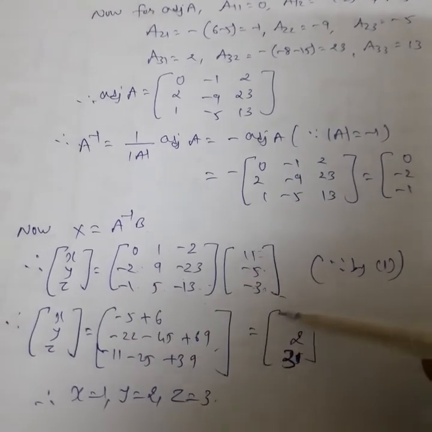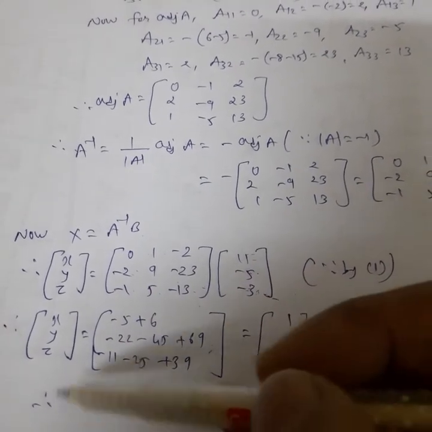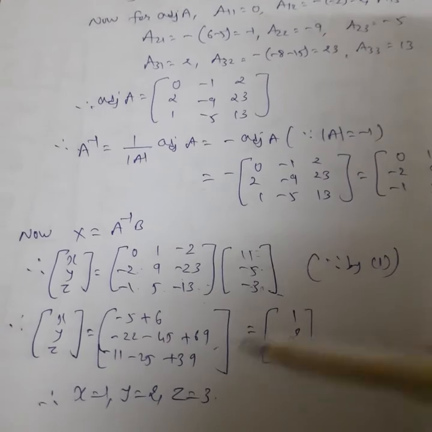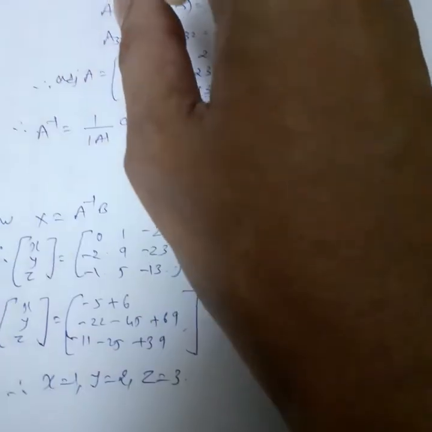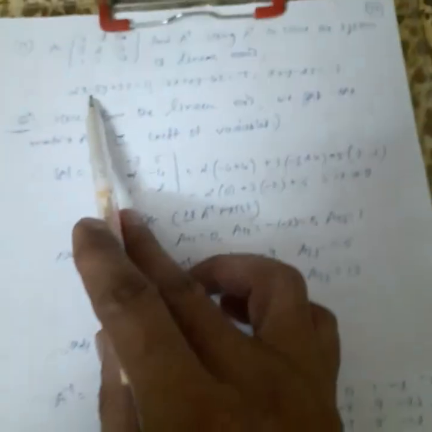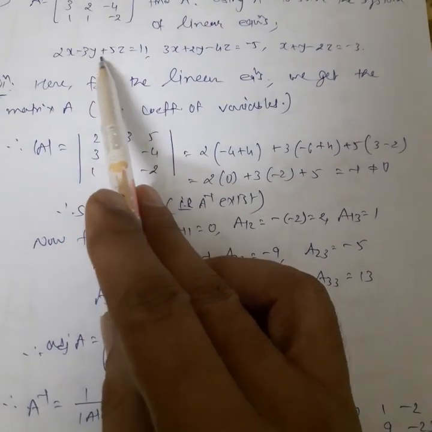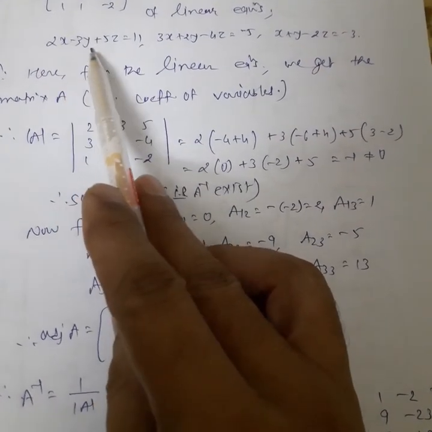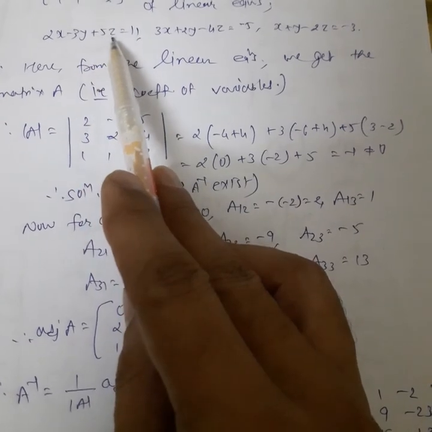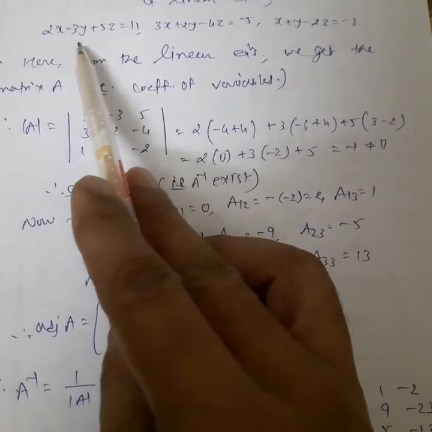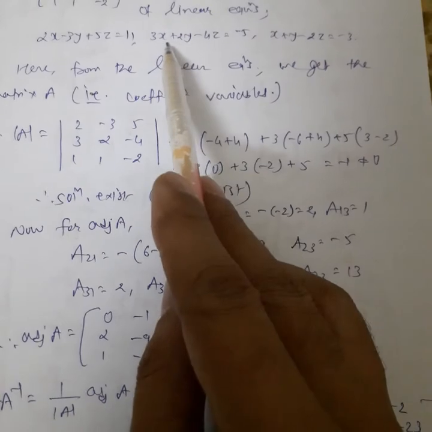So we get x equal to 1, y equal to 2 and z equal to 3, because by the equality of matrices. Again we substitute the values of x, y, z in the equation. 2x minus 3y plus 5z equals 11. So x is 1, 2. Y is 2, means 2 minus 6 minus 4. Z is 3, means 5 3 is 15. 15 minus 4, 11.